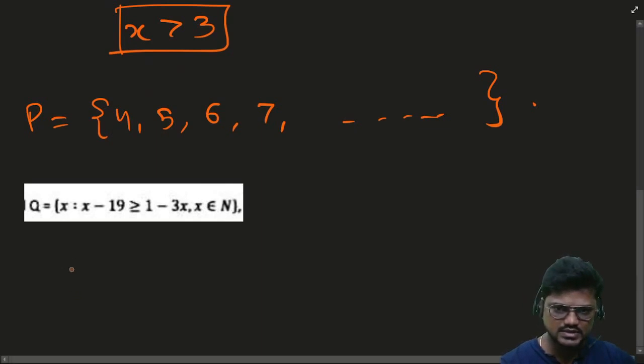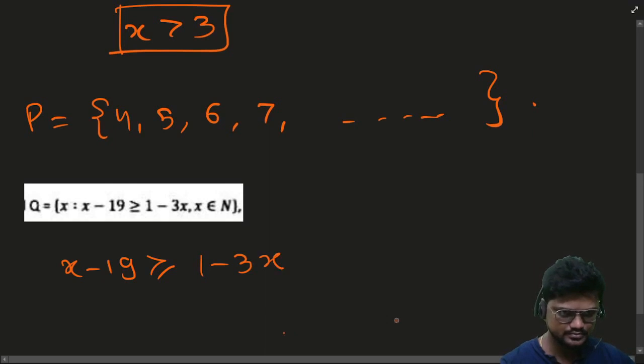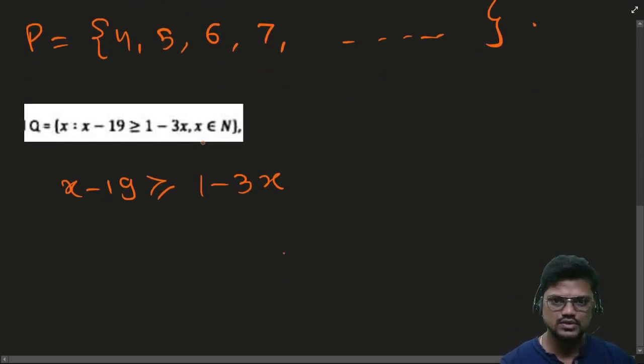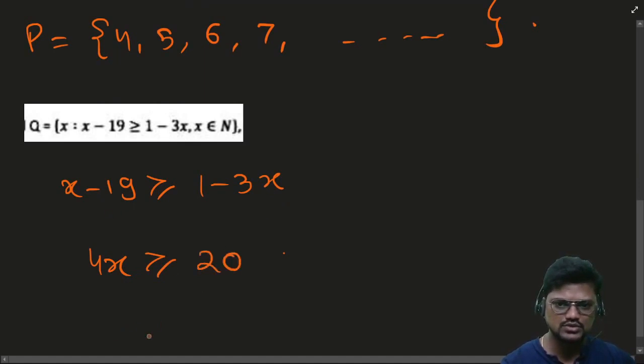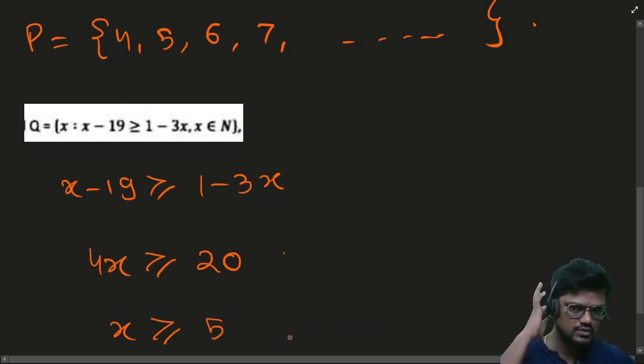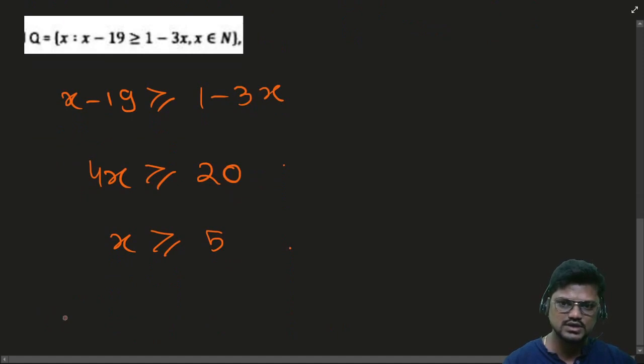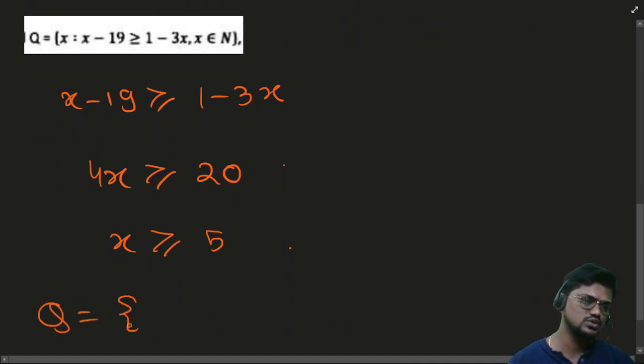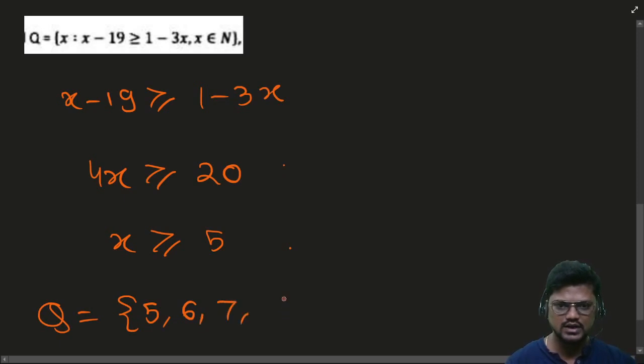What it has is x minus 19 greater than or equal to 1 minus 3x. So if this 3x goes on this side, this will be 4x greater than 1 plus 19, that is 20. So x should be greater than or equal to 5, since 4 fives are 20. So your solution set in the roster form for Q will start from 5, 6, 7, 8, and so on up to infinity.